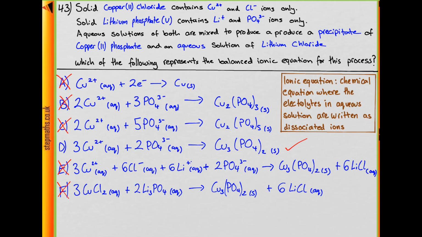Similarly for F, we have copper chloride in aqueous solution, lithium phosphate in aqueous solution, and lithium chloride in aqueous solution. These should all be written out as the dissociated ions.